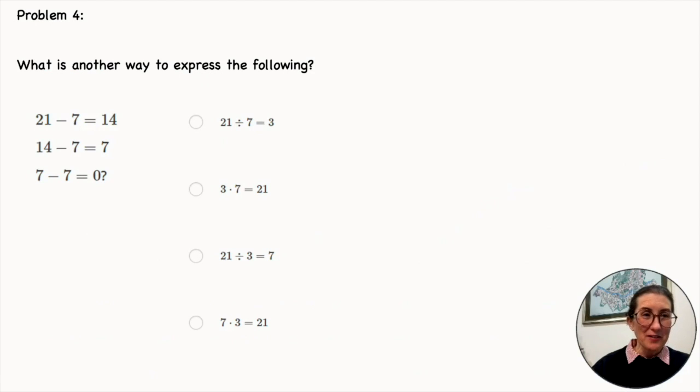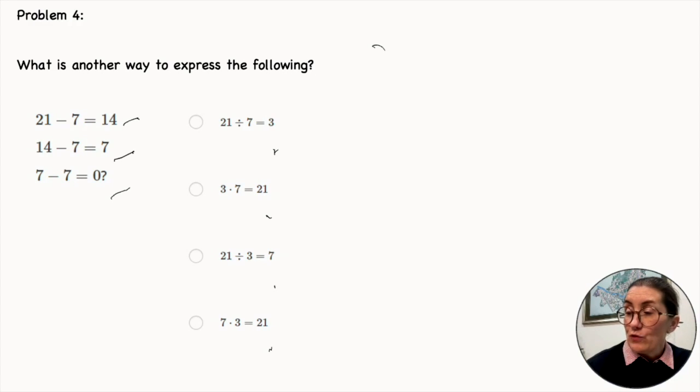Problem number 4. What is another way to express the following? 21 minus 7 equals 14. 14 minus 7 equals 7. 7 minus 7 equals 0. Is it 21 divided by 7 equals 3? 3 times 7 equals 21. 21 divided by 3 equals 7, or 7 times 3 equals 21.